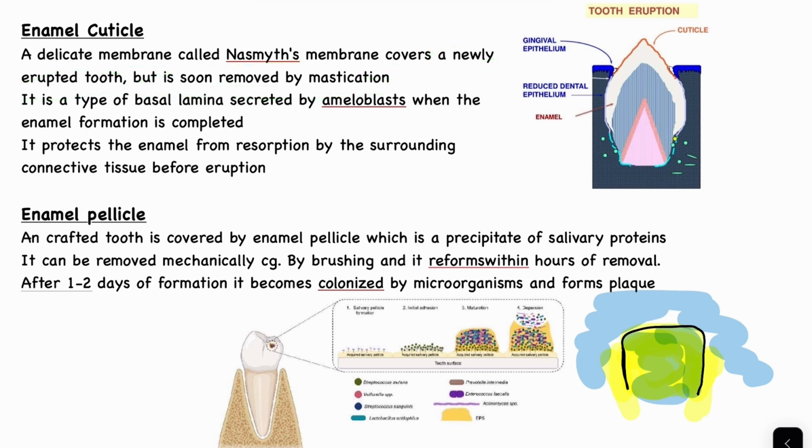Now it is a type of basal lamina secreted by ameloblast when enamel formation is completed. It protects the enamel from resorption by surrounding connective tissue before eruption. So I explained to you both these points, and it is removed by mastication. So it won't stay there for long.